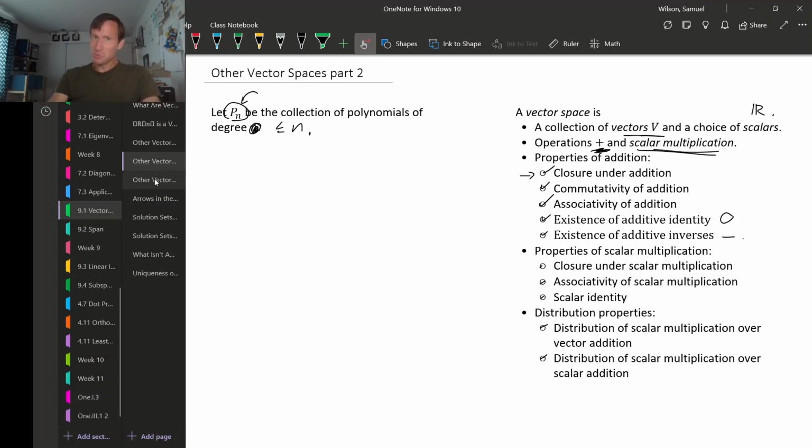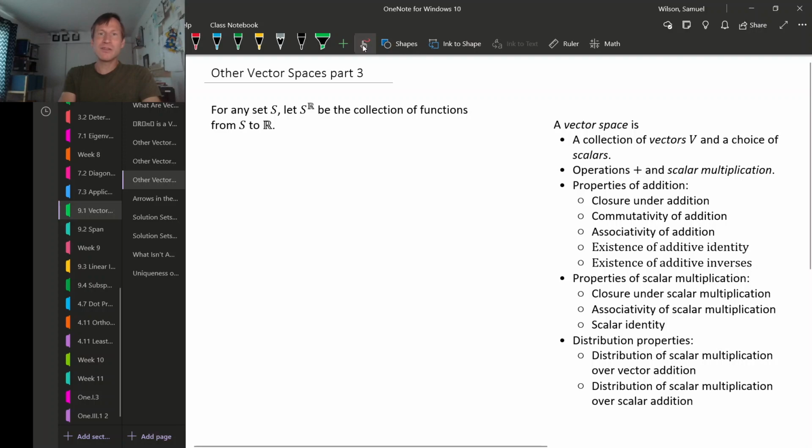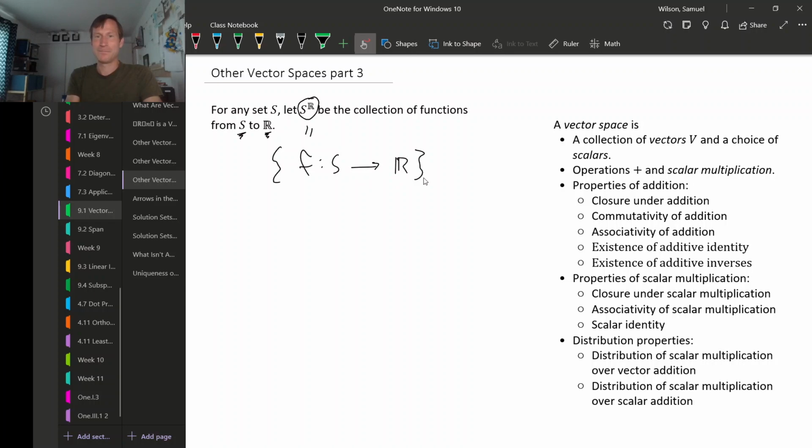All right, let's look at a couple more examples of vector spaces. So how about the collection of all of the functions from any set to R? So this is one way of writing that collection. So this is just the collection of all functions from S to R. Okay, so we've defined a set. Whether it makes sense to call it a set of vectors has yet to be determined. For scalars, of course, we're going to use R still. We need to define addition and scalar multiplication operations on this set.